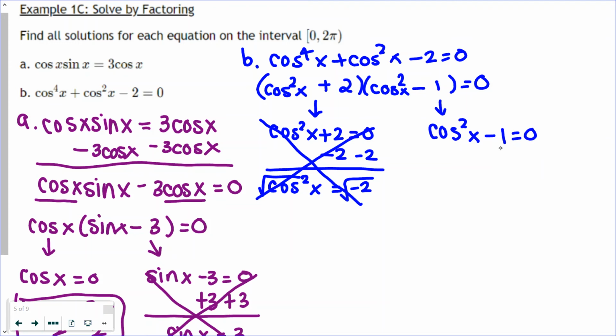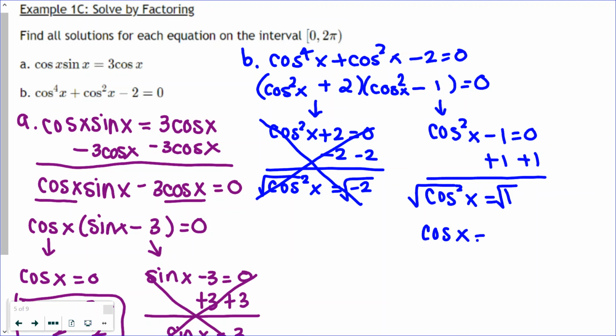Let's move on to the second piece. Add 1 to both sides, and we get cosine squared x equals 1. Take the square root, because it's squared, and we're going to get cosine x equals plus or minus 1. So we're looking for where cosine is either positive 1 or negative 1. So let's look at our unit circle.